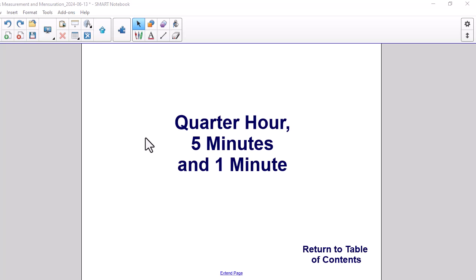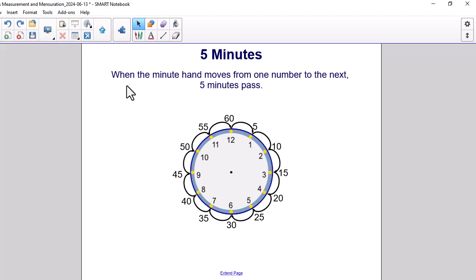Quarter hour, 5 minutes, and 1 minute. 5 minutes. When the minute hand moves from one number to the next, 5 minutes has passed. So we start at 12, and the minute hand moves from 12 to 1. That's 5 minutes elapsed.